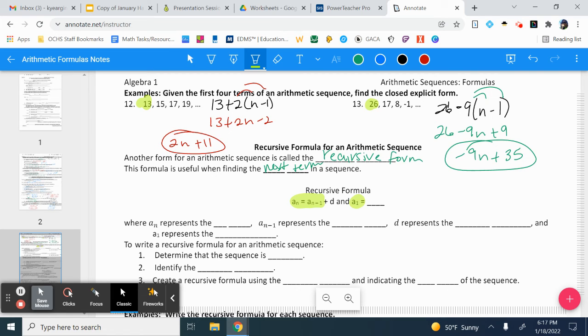So there's 2 parts to this. You'll always have 2 different pieces. A sub n, as always, is going to be the term value. That part will not change. So whatever value I'm looking for. Well, a sub n minus 1 is simply going to be the previous term. D is still going to represent the common difference, so the number that I add by every time. Even if I'm subtracting, remember I can talk about that in terms of addition, so I'm adding a negative. And a sub 1 is still going to represent the first term.